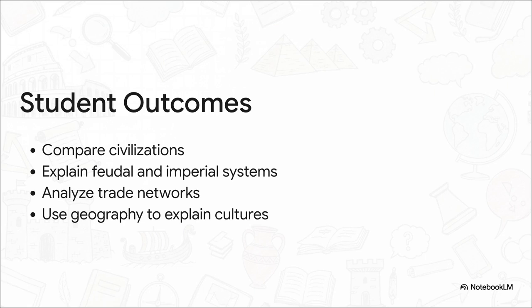Take a look at the action verbs required of these students here. They aren't just reading about history. They are comparing civilizations, explaining feudal systems, and analyzing complex trade networks. These act as worked examples of high-level cognitive work, adapted perfectly for a 7th grade mind.